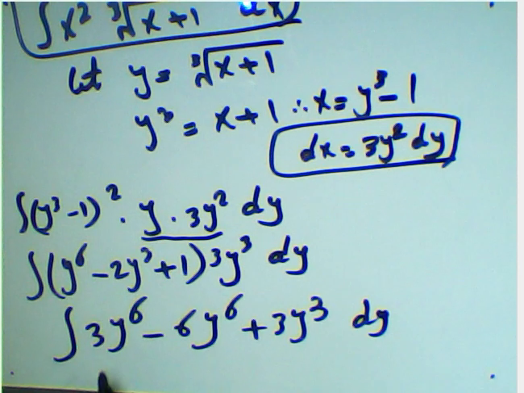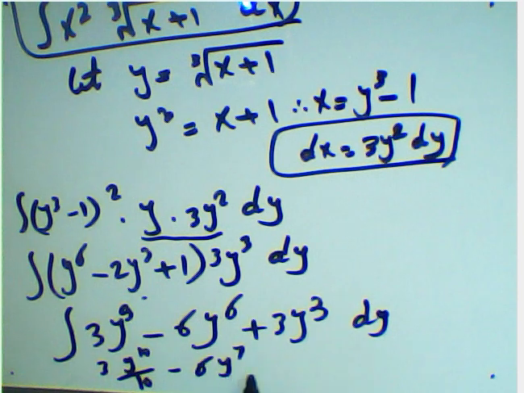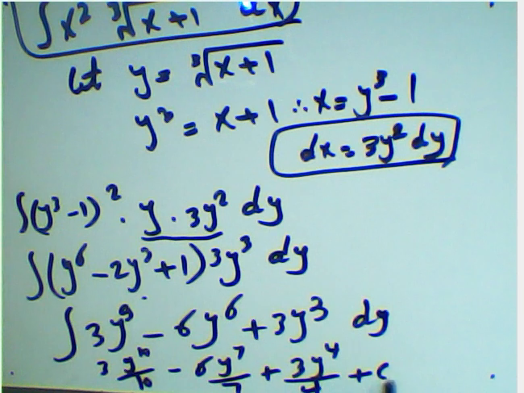It will be 6 plus 3 equal 9 here. It will be 3y power 10 over 10, subtract 6y power 7 over 7 plus 3y power 4 divided by 4, plus constant, and then cancel y and write cubic root here in all fractions.